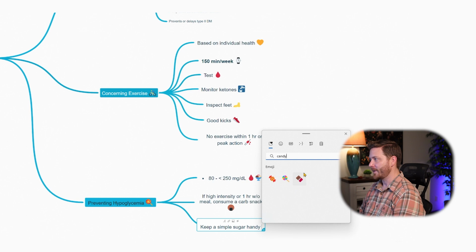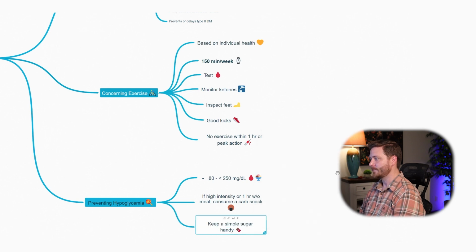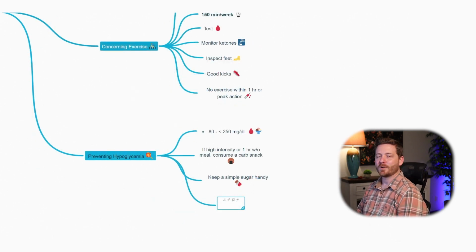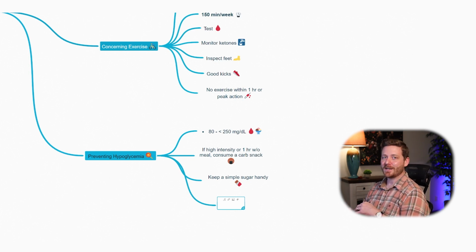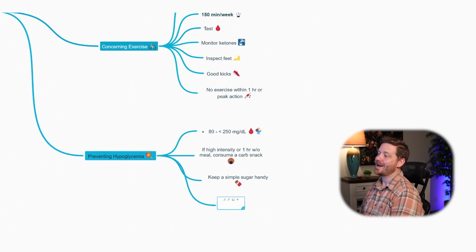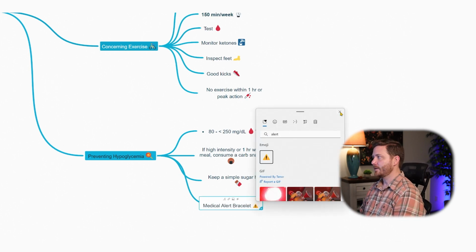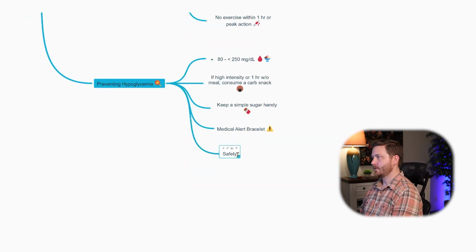And that can be in the form of a candy or anything. We'll put a chocolate bar. So this is going to be very important to keep that medical bracelet on, because in the event there is an emergency, this is going to ensure proper treatment and a timely treatment at that. So we got these two safety tips to know.